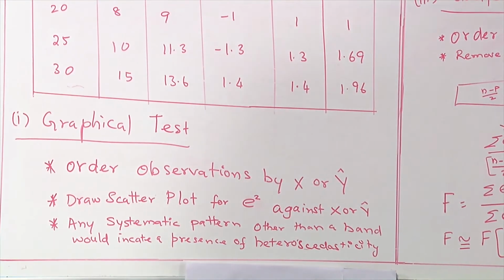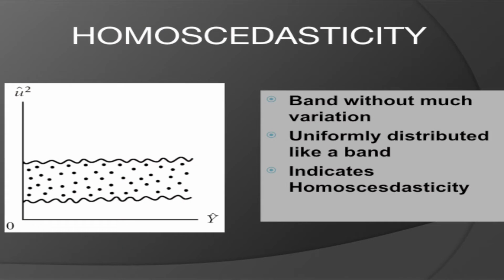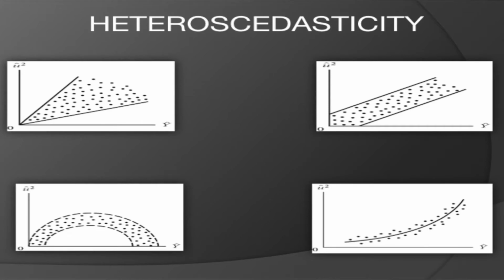Let us see the picture shown to you. The first scatter plot is like a band, right, without having much variation across different points of x. So, it is uniformly distributed like a band. This indicates homoscedasticity. The other pictures, all the rest five pictures are shown. All the other pictures have got one pattern or the other than the band that we saw in the first diagram. All indicate the heteroscedasticity problem.